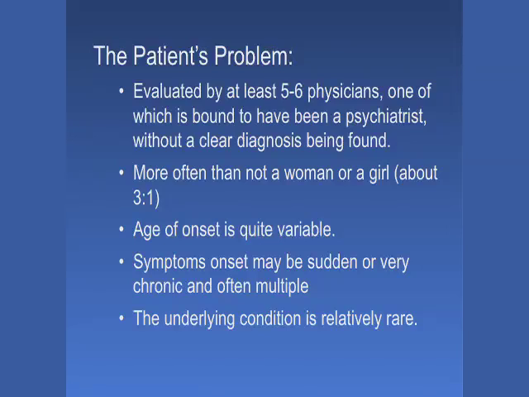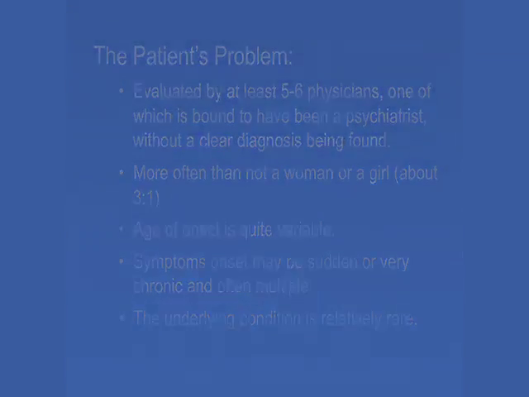The age of onset is quite variable, from young adults to aged patients. The oldest patient I think we've operated on at the Chiari Institute was 86 years old. Symptom onset may be sudden, and it may be very chronic. And there are also often multiple symptoms, which is frequently confounding. The underlying condition is often also relatively rare.